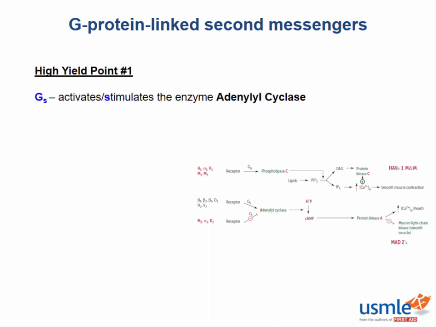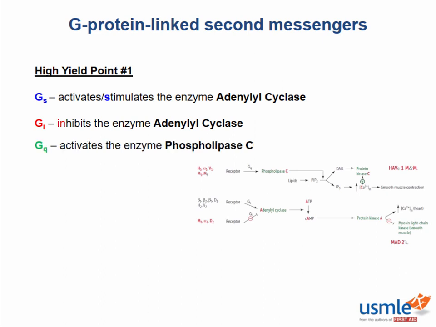1, Gs, which activates, or S for stimulates, the enzyme adenylyl cyclase. 2, Gi, which inhibits adenylyl cyclase. And 3, Gq, which activates the enzyme phospholipase C.